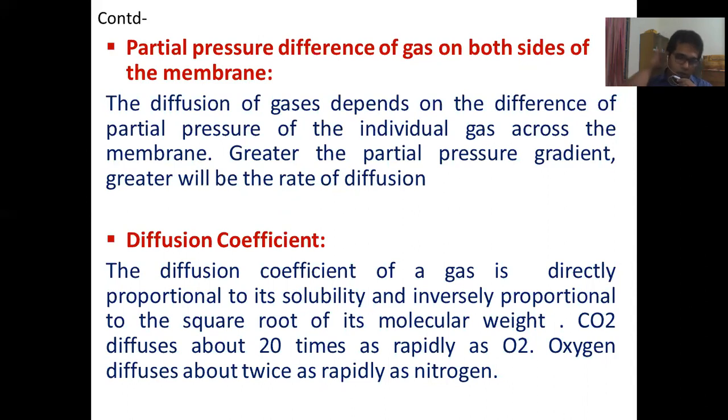Here you can observe that carbon dioxide diffuses about 20 times as rapidly as oxygen. That means the diffusion coefficient of carbon dioxide is 20 times higher than that of oxygen. And oxygen diffuses about twice as rapidly as nitrogen. That means the diffusion coefficient of oxygen is higher than that of nitrogen. This property basically depends on lipid solubility and molecular size.